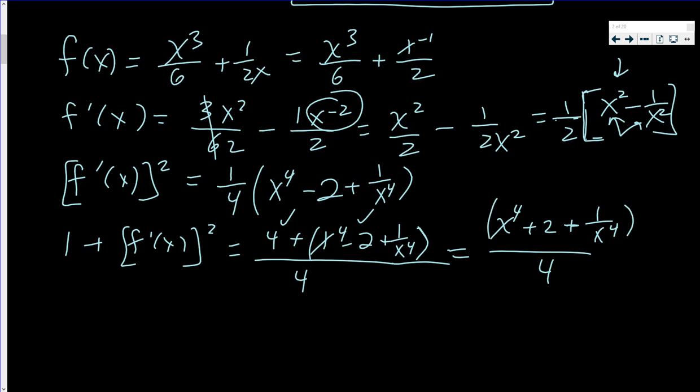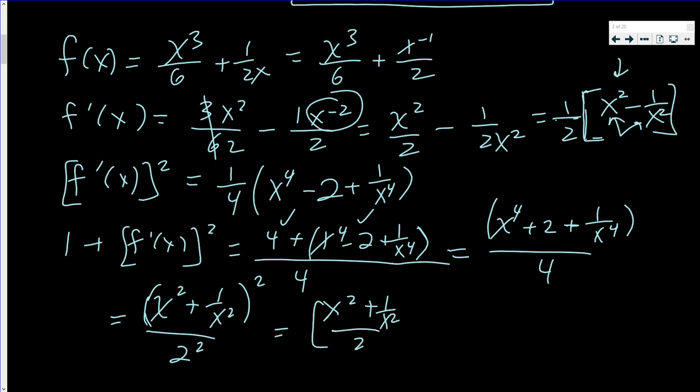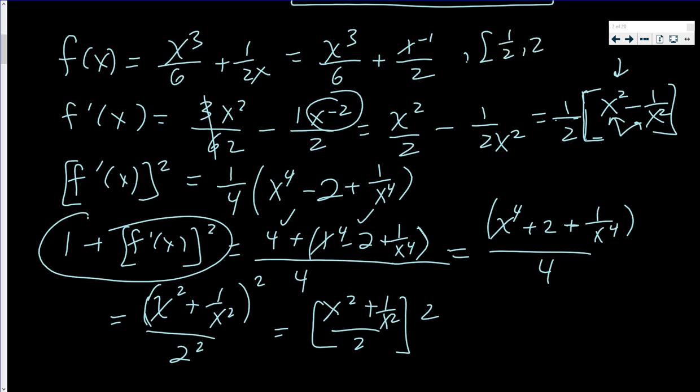Now, what's in that bracket just happens to be x squared plus 1 over x squared, squared. And it's over 2 squared. That is, it's x squared plus 1 over x squared, all over 2, all squared. That is what this is. Now, I should have included one other thing in the problem. We want to find the arc length from 1/2 to 2.